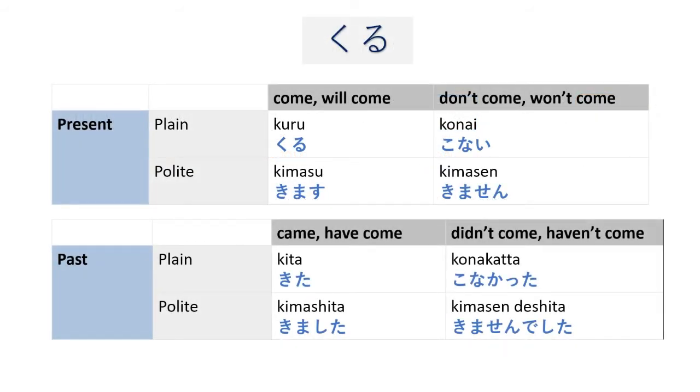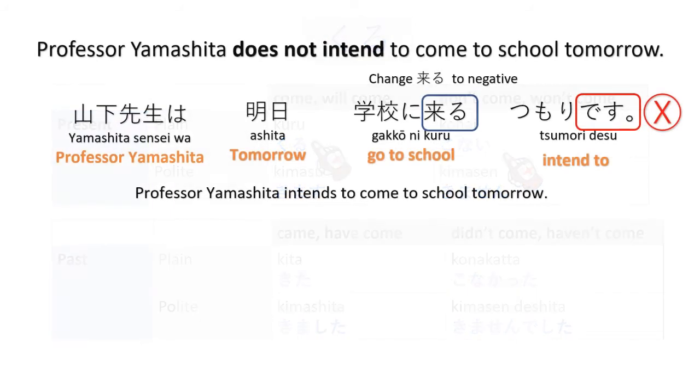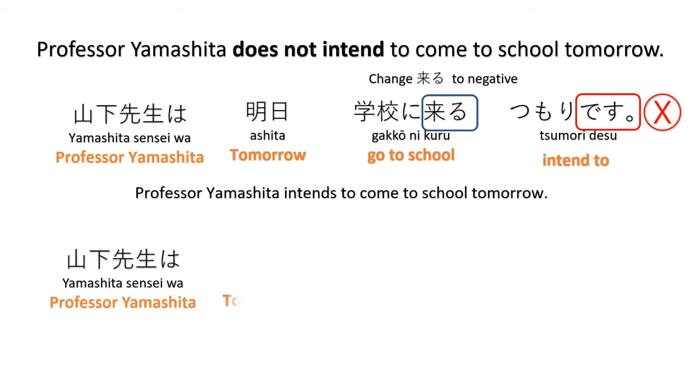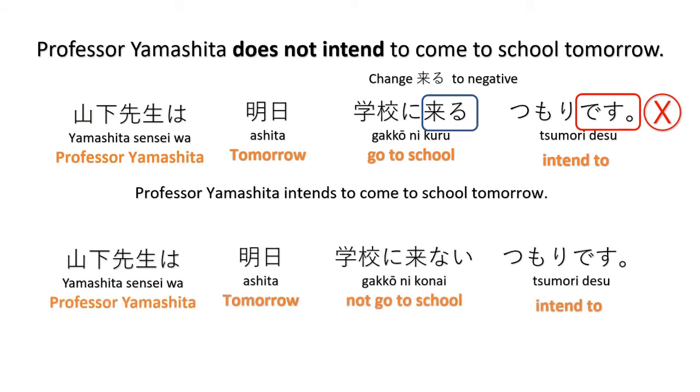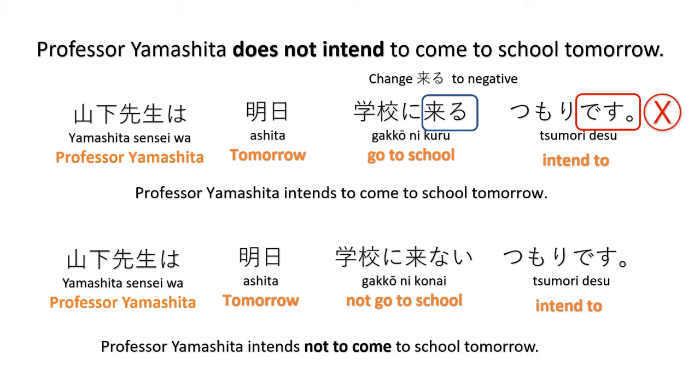This is the table for kuru. So the plain present affirmative form is kuru, and we change it to konai. Plain present negative, konai. Now here, Yamashita sensei wa ashita gakkou ni konai tsumori desu. Professor Yamashita intends not to come to school tomorrow. Literally, not to come. But of course, in natural English, we say does not intend to come to school tomorrow. Okay? So this is the rule for the Japanese grammar.